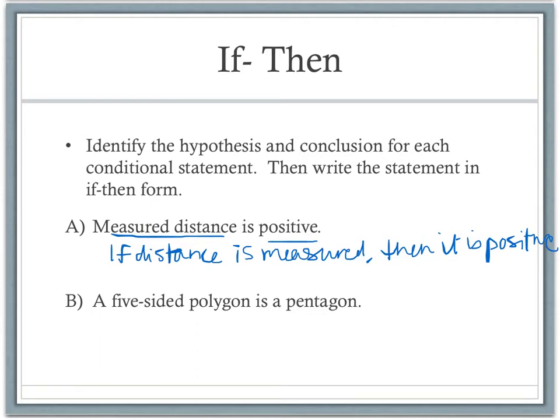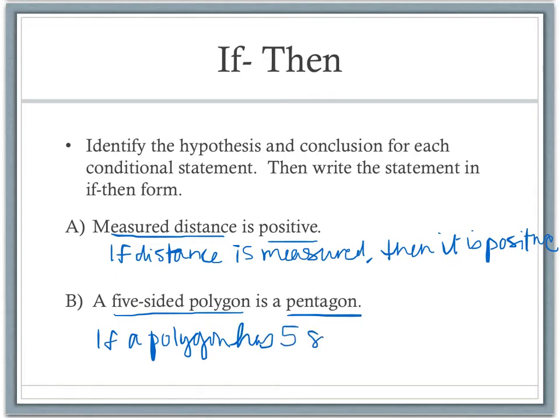All right. And then, a 5-sided polygon is a pentagon. Your hypothesis is that we have a 5-sided polygon, where a polygon has 5 sides. And your conclusion is that it's a pentagon. So, if a polygon has 5 sides, then it is a pentagon. Your hypothesis is your if part. If this happens, your conclusion is, then what happens next?